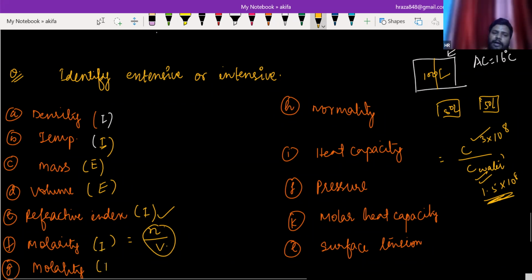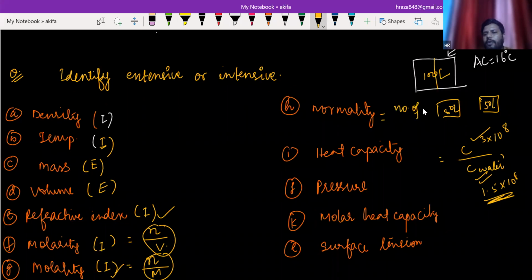In the same way, molality is intensive. Why? Number of moles of solute upon mass of solvent. So the ratio of two extensive is always intensive. In the same way, number of gram equivalent upon volume is also intensive.